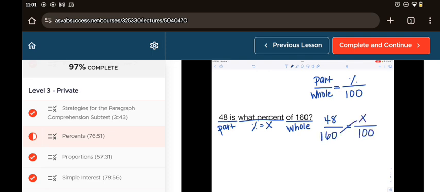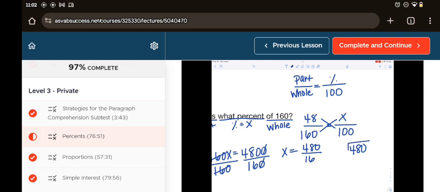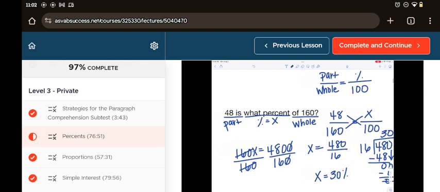Let's cross multiply. 160 times x is 160x. 48 times 100 is 4,800. This 160 is multiplied to the x, so I'm going to divide so it cancels out. And remember, whatever I do to one side of the equal sign, I have to do to the other. So this leaves me with, I can cancel these zeros out, 480 divided by 16. I'm going to go ahead and divide. 16 goes into 48 3 times. 16 times 3 is 48. I bring down the 0, 16 goes into 0, 0 times, and I'm done there. So x equals 30%. That means that 48 is 30% of 160.